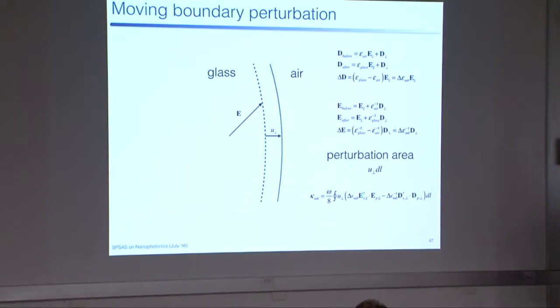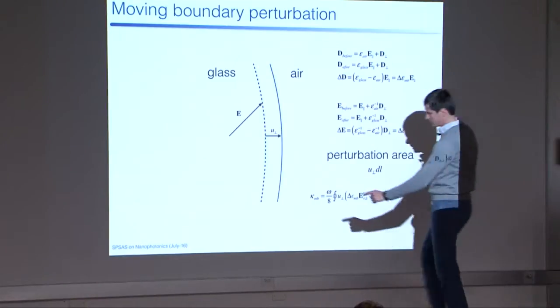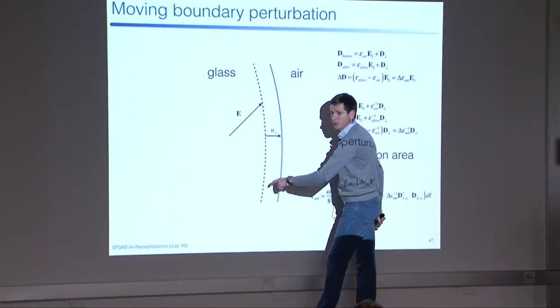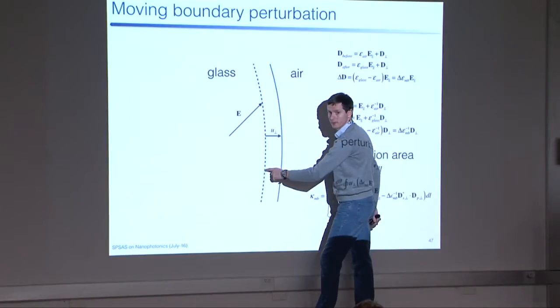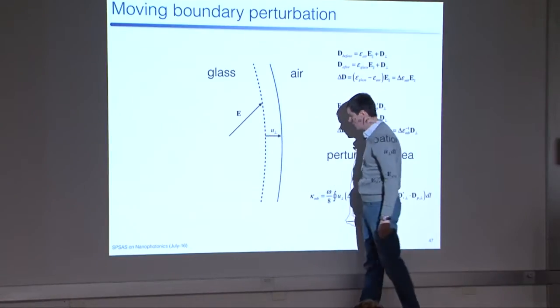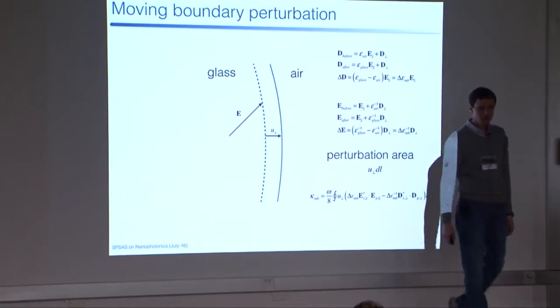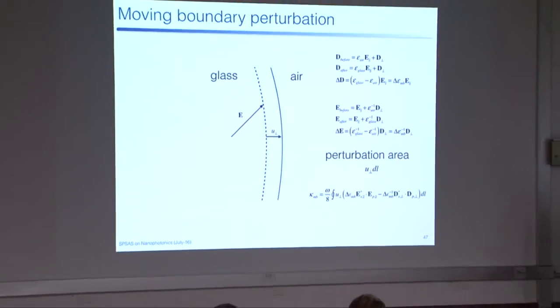So the first term is here, the second term is there, and the integral is over this small area right here, because the perturbation only happens in this area. And so since this is small, the area integral becomes a line integral. Okay?